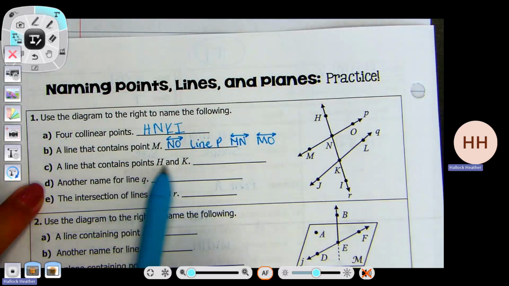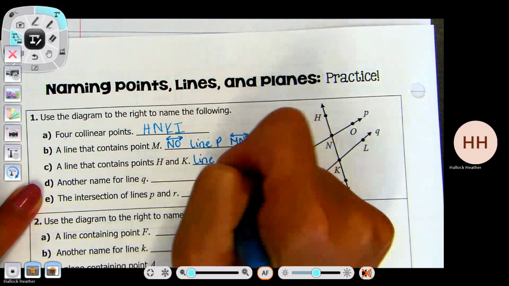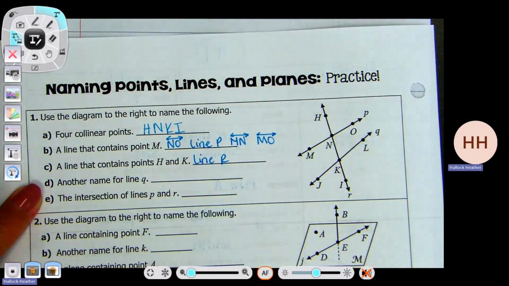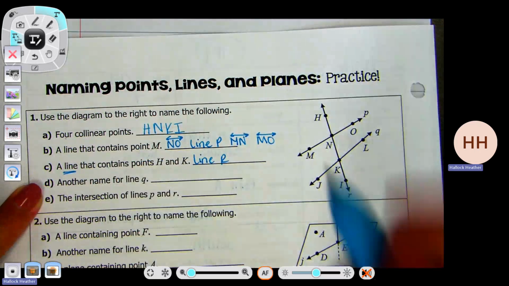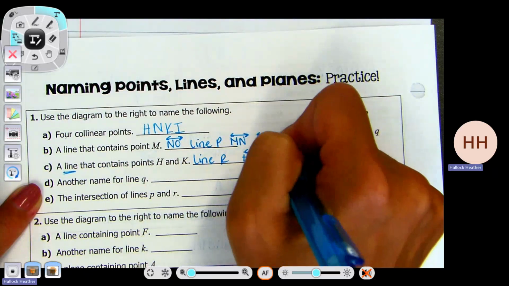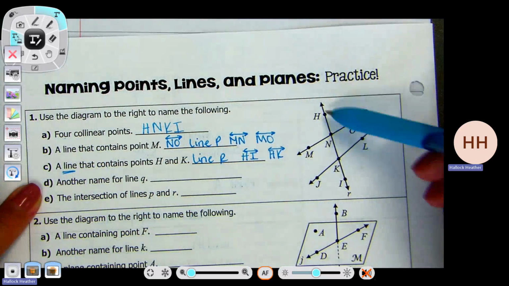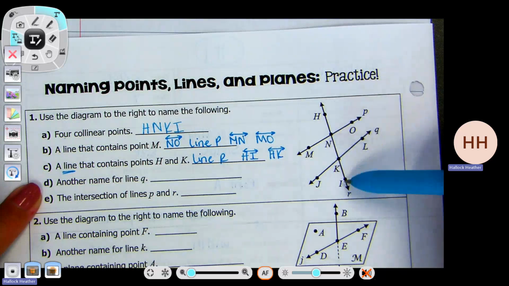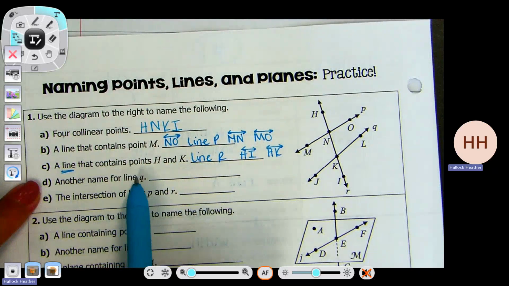A line that contains point H and K. Line R. Did anybody write anything else for that one? So when you do H, K, and I, when you're naming a line specifically, you use 2 letters. So I could say line HI. I could say HK. I could say a bunch of combinations that I'm not going to write because that would take way too long. And it's not that serious. But any 2 letters, HN, NK, KI, NI, whatever, it doesn't matter. Or line R would be the easiest. Those are all correct.